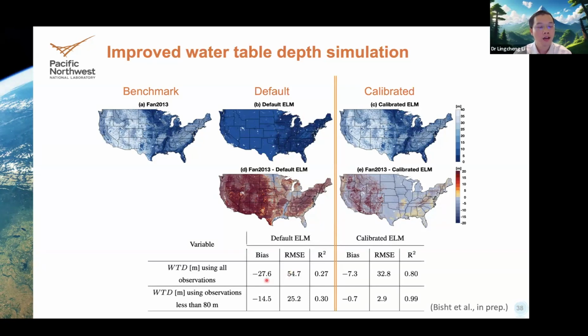And from the metrics here, after the calibration, the R-square increases from 0.3 to about 0.8. And if we focus only on the shallow water table depth, less than 8 meters, the R-square improves and the biases decrease from 14 meters to 0.7 meters. So which means it really improves the accuracy of water table depth simulations.